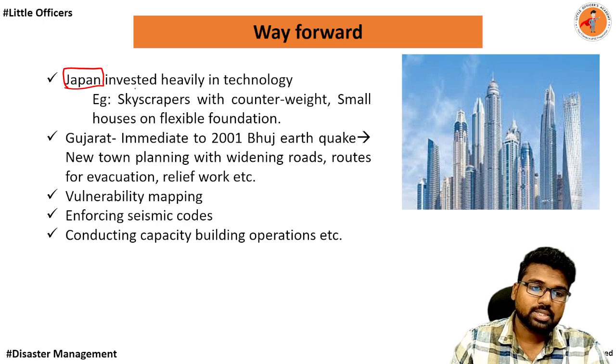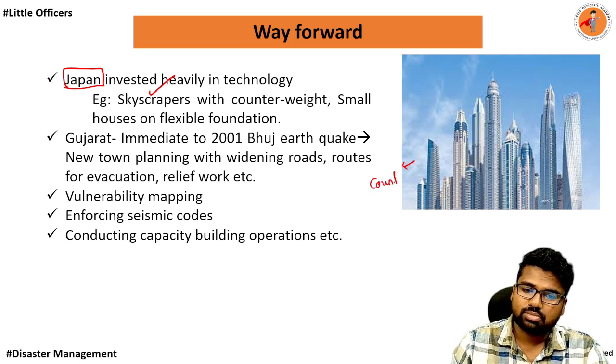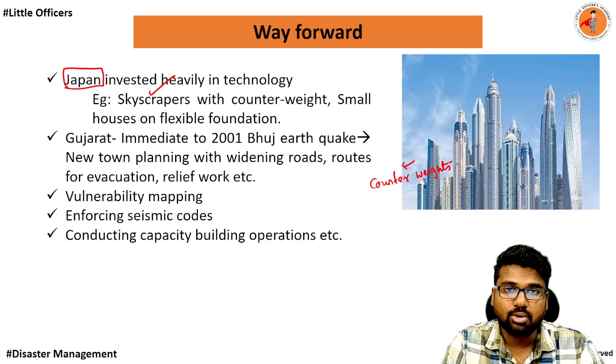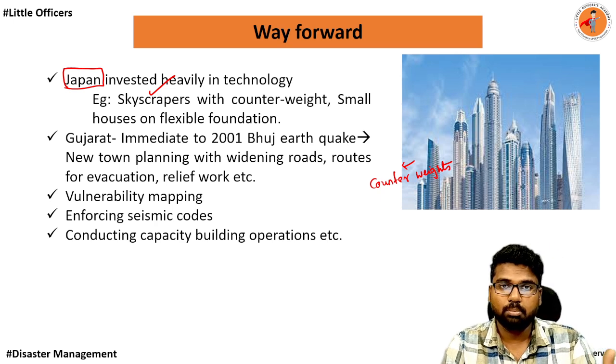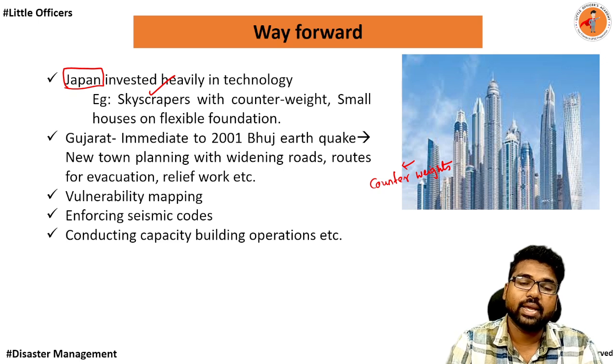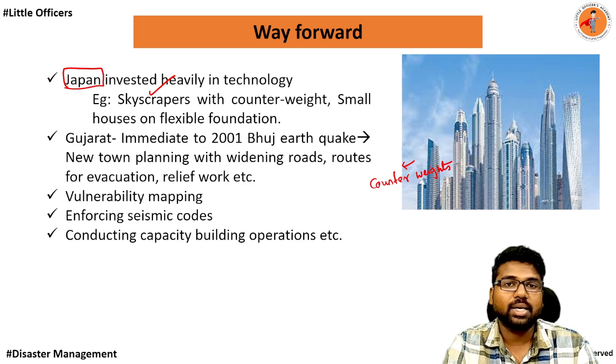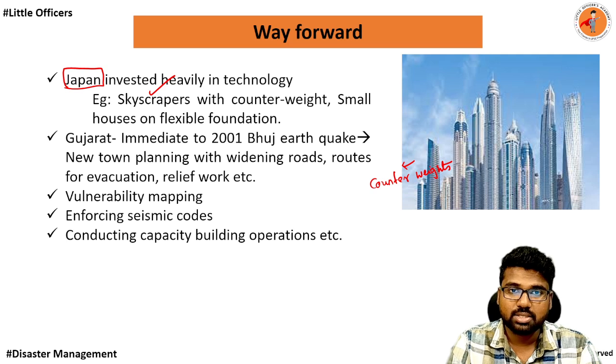For example, skyscrapers, very tall buildings with counterweights. Even in the UAE, Saudi Arabia, Dubai and other locations you can see these kinds of skyscrapers with counterweights. Despite being such enormous structures, they are very resilient. Why? Because they are able to maintain their structural stability even after a disaster, since there are counterweights and spaces which give flexibility in the foundation itself. These kinds of things can be learned and implemented during recovery, in the reconstruction phase.